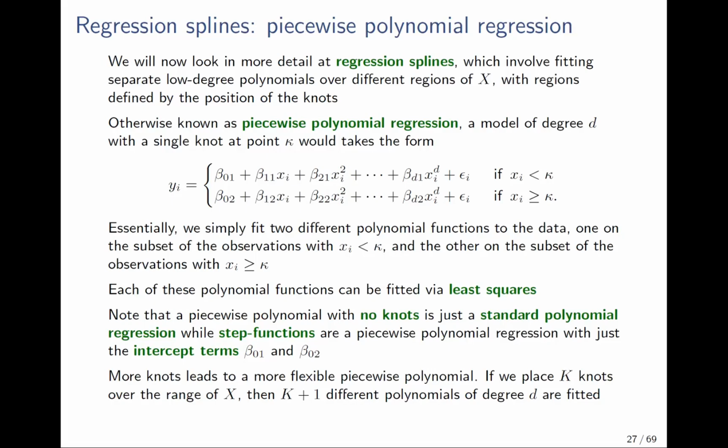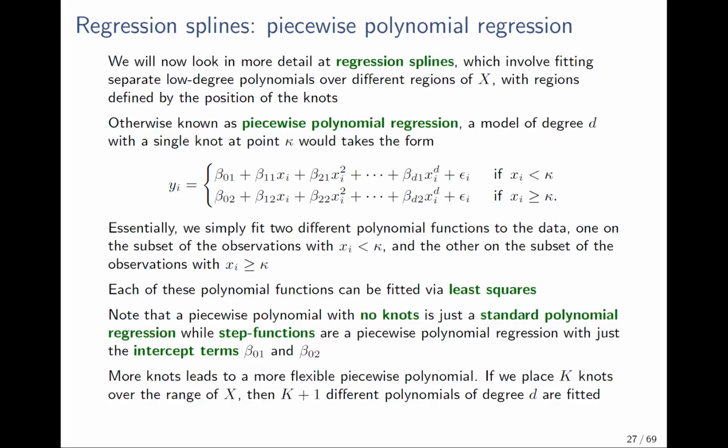It's just linear in the parameters form. There's nothing special about it. Least squares is the best way to fit it. Just two things worth noting. If we had no knots here, then a piecewise polynomial with no knots is just a polynomial regression. It'd just be one of these expressions here, which you saw at the start of the lecture.